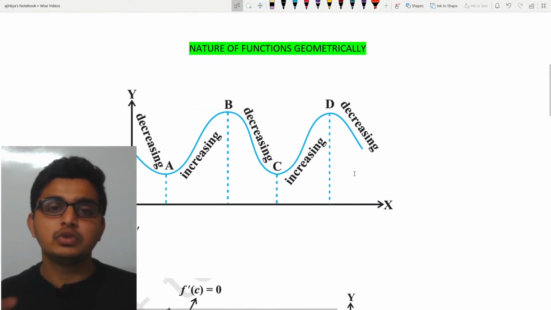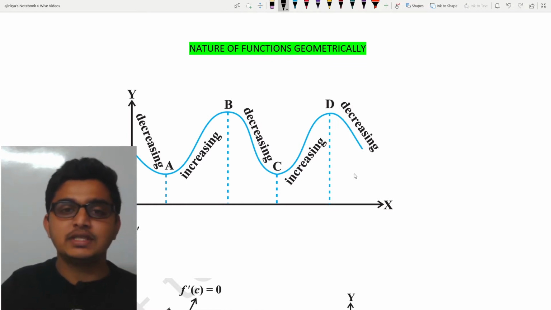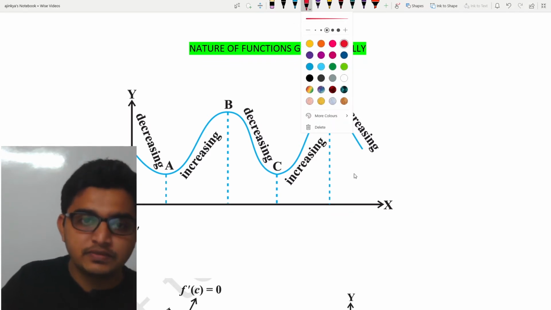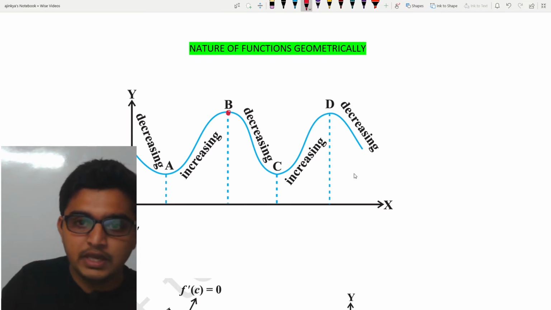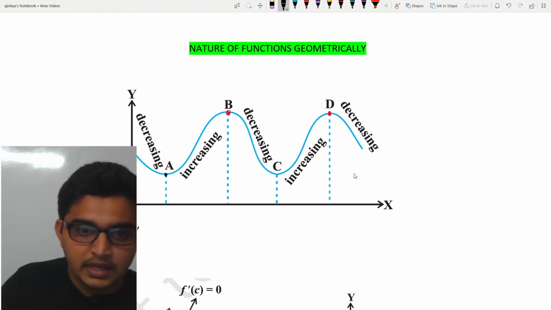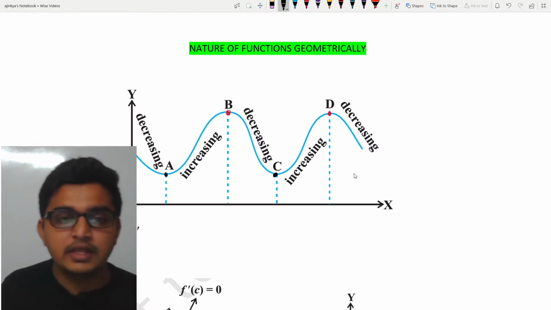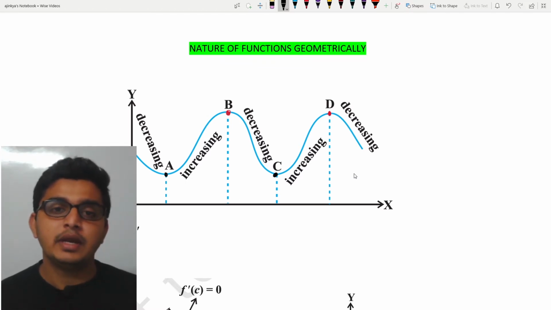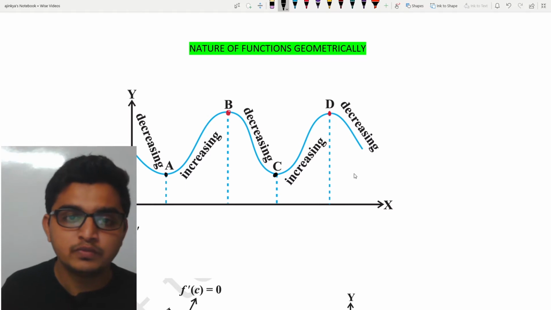So if we come to the nature of functions geometrically, in the previous video we have seen how the points are inflecting and how the nature of the graph is changing. We'll take 4 points, which are A, B, C and D. From these 4 points we can say two things. There are two upper points, which are B and D, and there are two lower points, which are A and C. And these points can tell us a lot about how to find the minimum and the maximum value of a function. Well, how?